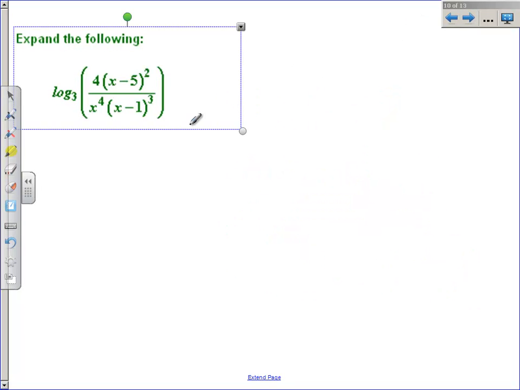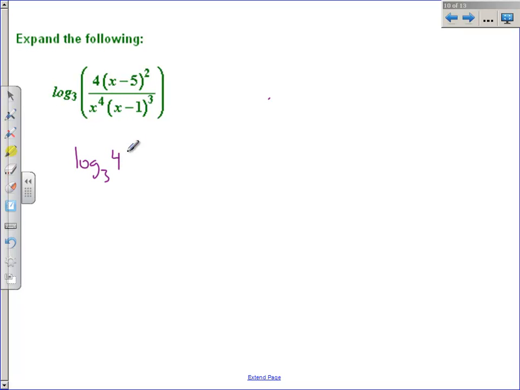Alright, let's keep going here. Let's expand this one. So again, I've got a quotient, so I'm going to do the log base 3 of 4 times x minus 5 squared, and then minus the log base 3 of x to the 4th times x minus 1 cubed. So let's see what we can do here. I've got the log of a product and the log of a product.